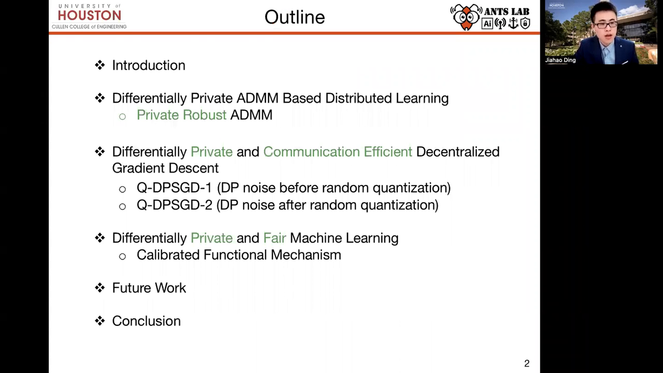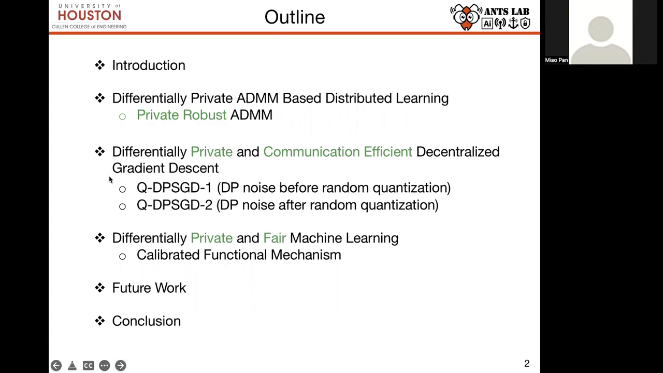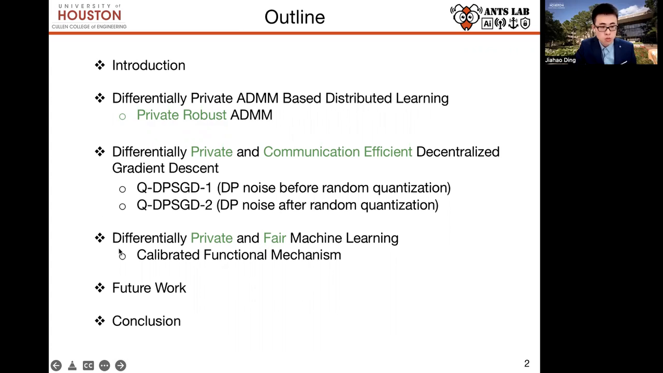Here is the outline. I will first give an introduction about my work and motivation, and then I will introduce three of my works. One is differentially private ADMM-based distributed machine learning, and then I will introduce differentially private and communication-efficient decentralized gradient descent. My third work is related to differentially private and fair machine learning. Finally, I will introduce future work and a conclusion.